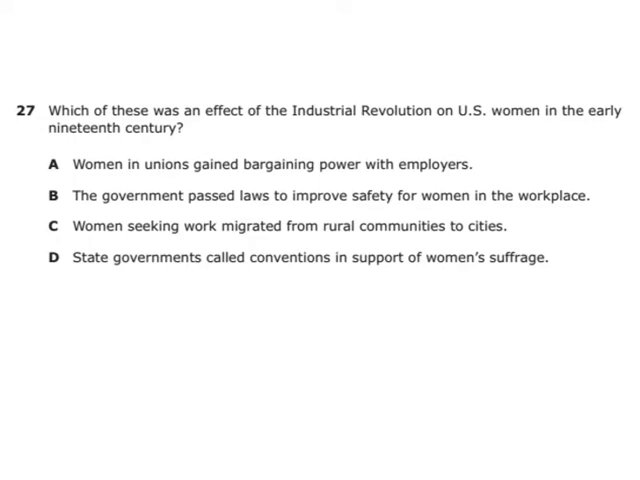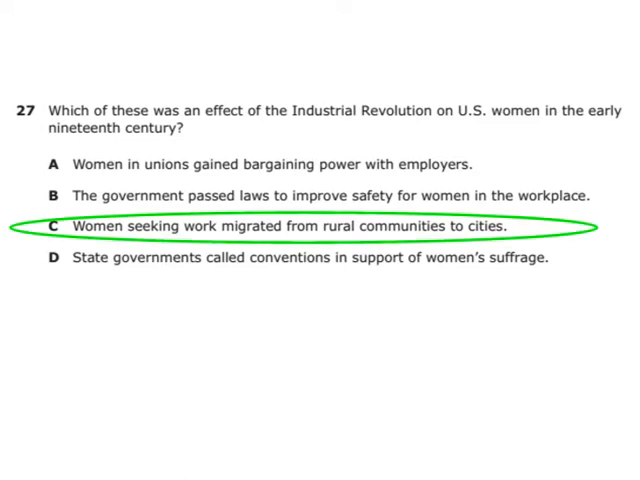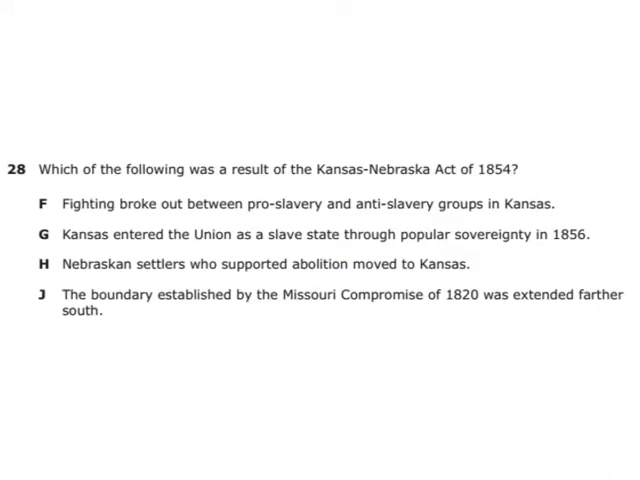Which of these was an effect of the Industrial Revolution on women in the early 19th century? Women seeking work migrated from rural communities to cities. Rural communities just means areas that don't have a lot of people. Cities are urban areas with a lot of people. So because of the Industrial Revolution, many women moved to the cities looking for work, and many of them were seamstresses or would work in the textile or cloth industries.